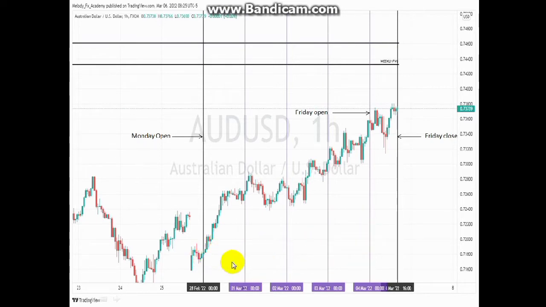You want to delineate Monday's opening, Tuesday opening, Wednesday opening, Thursday opening, and Friday opening. Now this is a 1 week range. This is a weekly range on the 1 hour time frame.